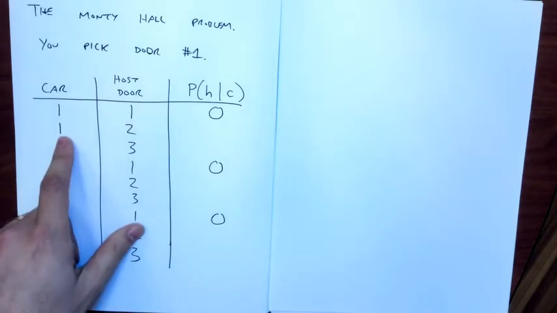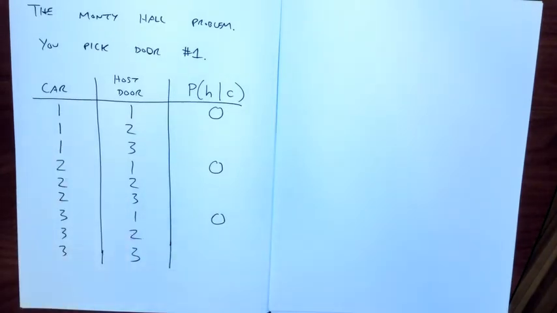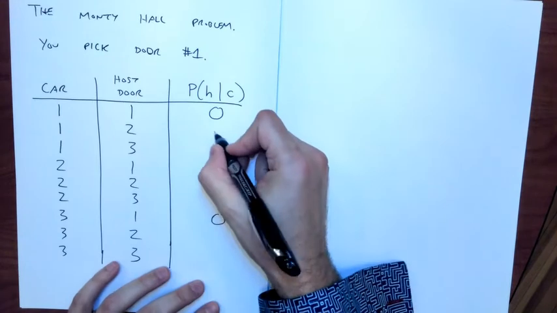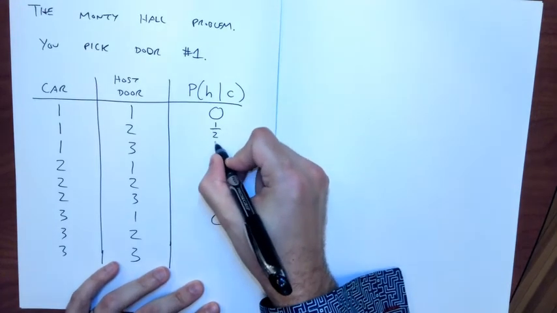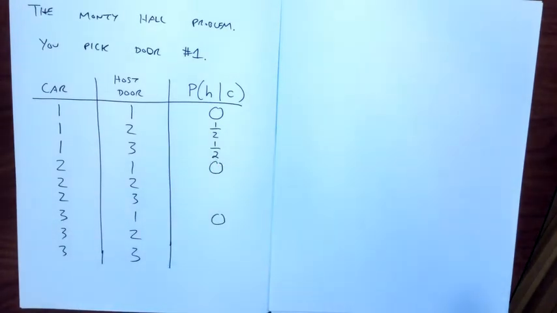Now if the car actually is behind door number 1, then the host can open either of the 2 doors, and let's suppose the host does that with equal probability. The host has no reason to care about which door they open. They both contain goats, so he can open whichever door he wants.